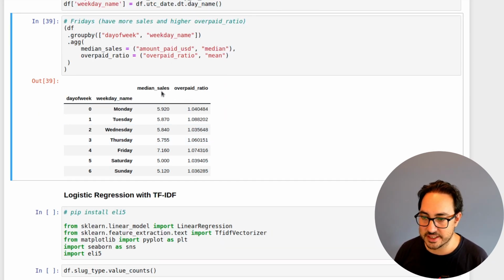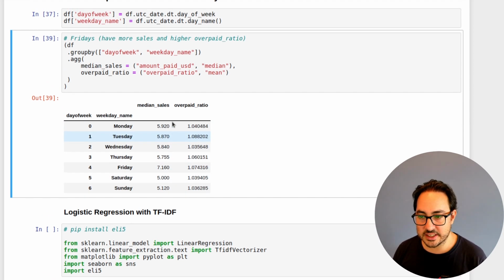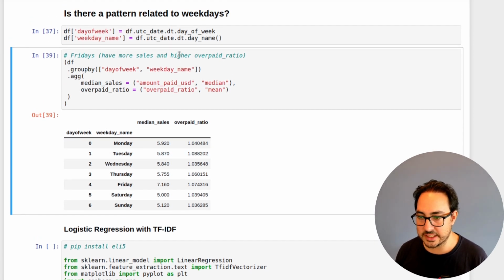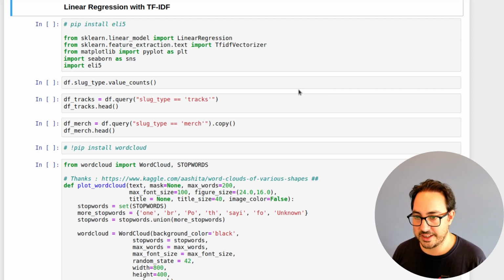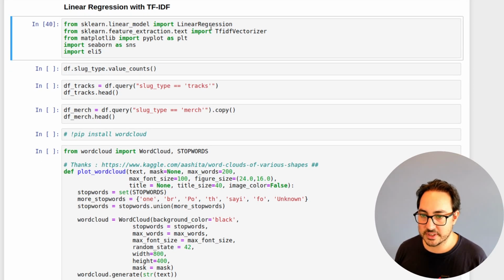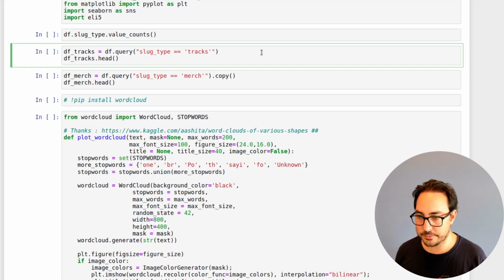The median sales look about the same except for Friday. And the overpaid ratio is a little bit higher, not a lot higher. It just happens that on Fridays there are a lot of album releases, so people spend more on Fridays on this website. Finally, we're getting to the text analytics section. Here I'm just running import commands. The next step would be to filter the data.